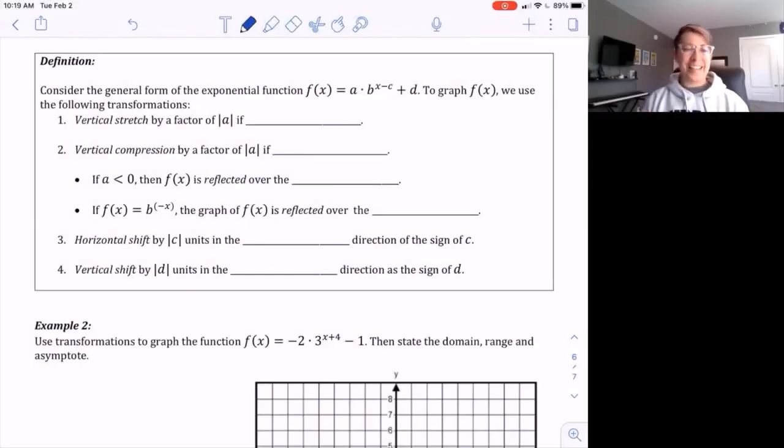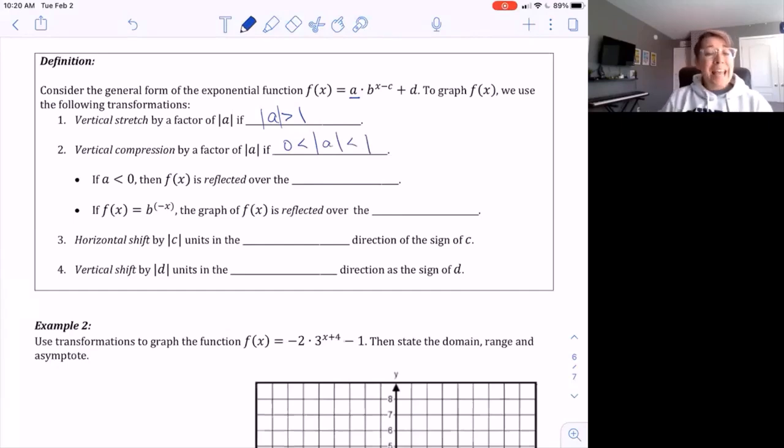Speaking of transformations, here's the general form of an exponential function where we have different pieces. The a is being multiplied by the parent function. So that is our vertical stretch by a factor of the absolute value of a. If that a is greater than 1, we have a vertical stretch. In other words, it shrinks by a factor of the absolute value of a if that absolute value of a is in between 0 and 1.